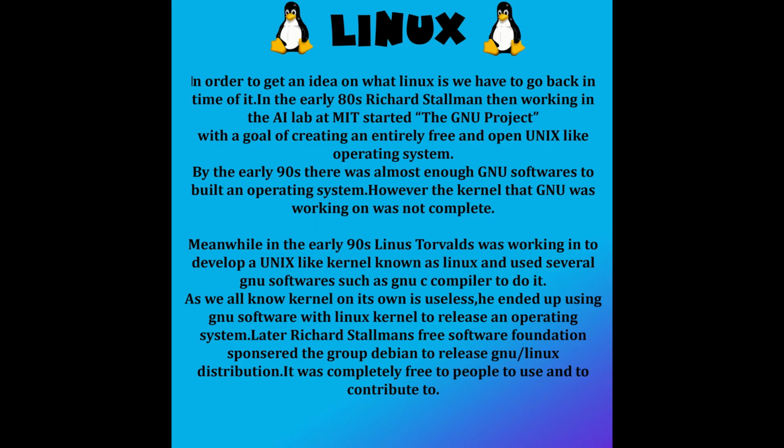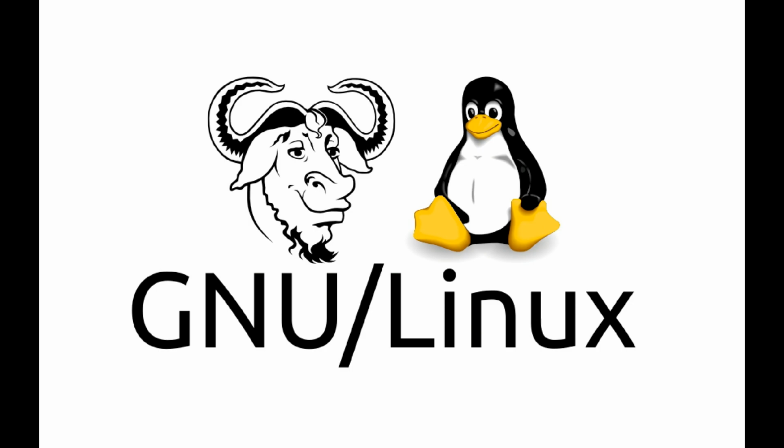Meanwhile, in the early 90s, Linus Torvalds was working to develop a Unix-like kernel known as Linux and also used several GNU software such as the GNU C compiler to do it. As we all know, a kernel on its own is pretty much useless, so he ended up using GNU software with the Linux kernel to release an operating system.